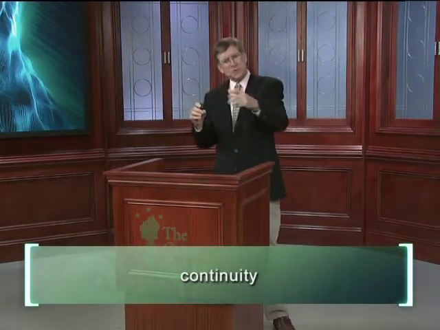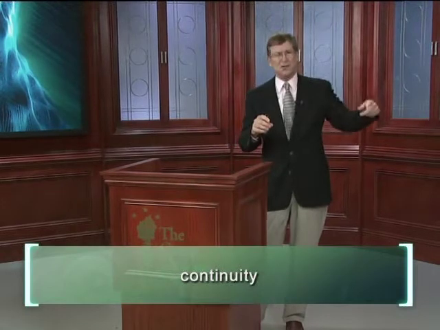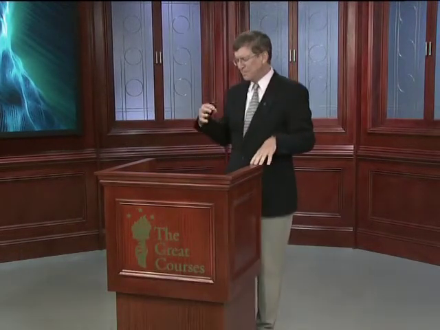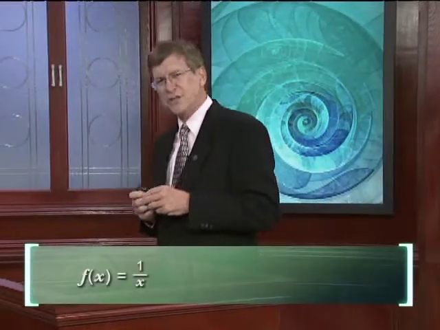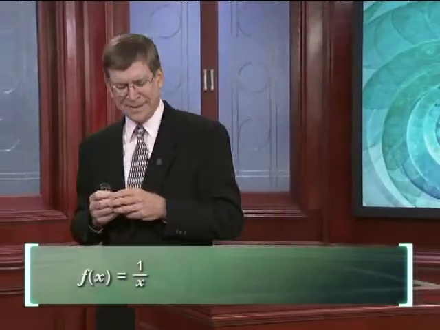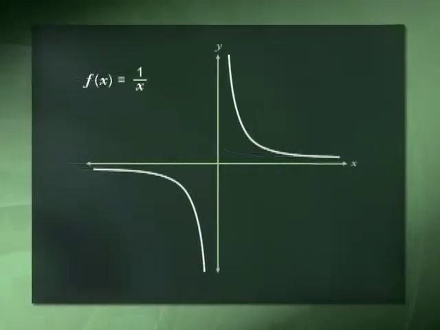A function, informally, is continuous if it doesn't have any breaks or holes in it. As usual, I'd like to begin the discussion of continuity with a series of examples. Let's look at the function f of x equals 1 over x. Here's a picture of that function, and you can see that it looks continuous everywhere. There aren't any problems except at the origin.